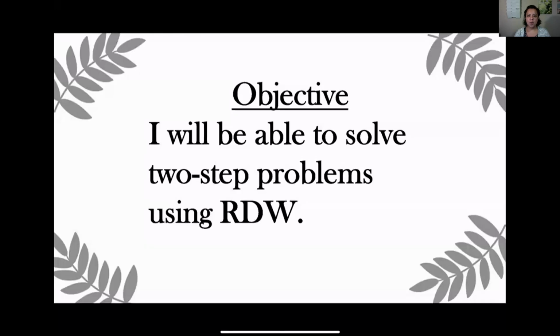All right, friends, let's go ahead and read our objective for today. Our objective for today says, I will be able to solve two-step problems using read, draw, write. This is something we're going to be doing very often in third grade. We're going to have to solve two-step word problems. Like we said, read, draw, write is an academic habit, so every time you have a word problem, we're going to practice that.